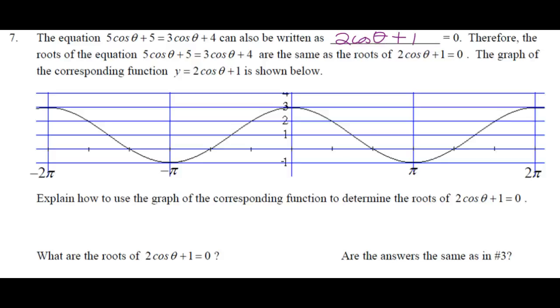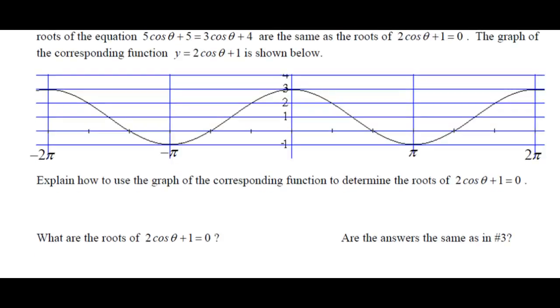The graph of the corresponding function is shown below. How would we find the roots of 2 cos theta plus 1 equals 0? Yeah, so here's 0, so it's just where it intersects. Because the graph is 2 cos theta plus 1, right? So where is 2 cos theta plus 1 equal to 0? Where it intersects the line 0.